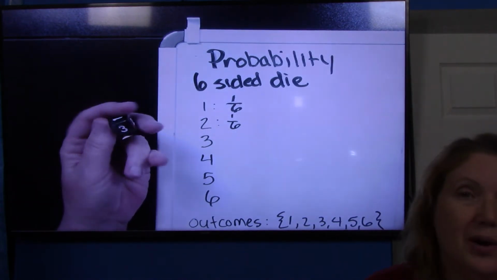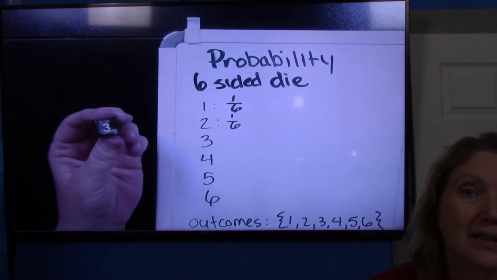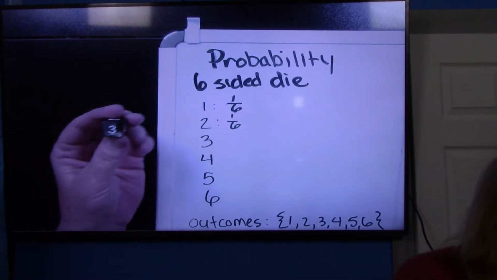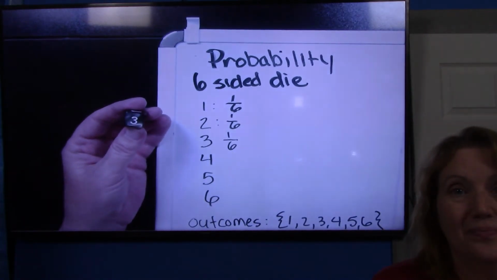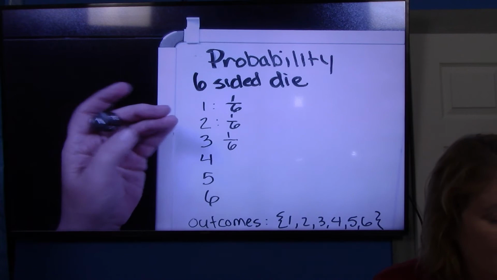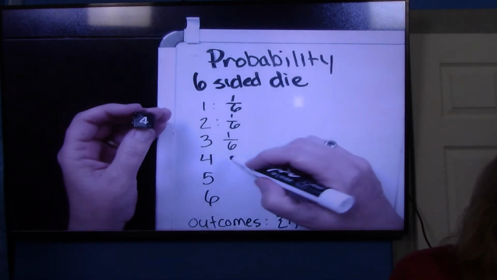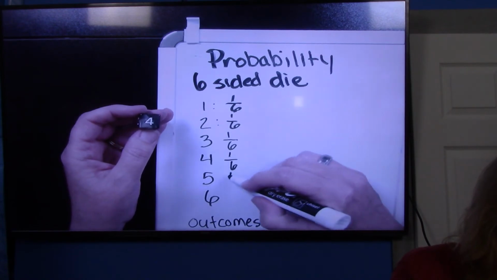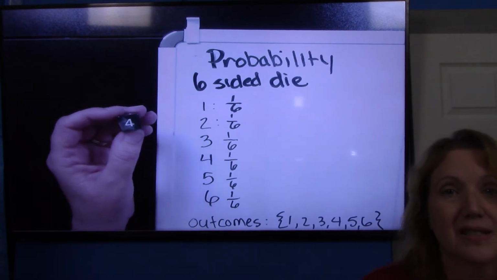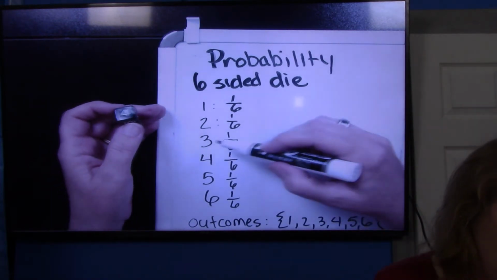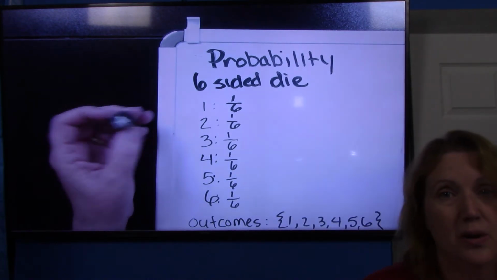How many 3s do I have on this die? When I look at this die, I only have 1 3. So the probability of me getting a 3 is also 1/6. The probability of me getting a 4, there's only 1 4 on this die. So 1/6. So as you can guess, it's 1/6 for all of these because there are 6 sides. So the probability of me getting these would be 1/6 for each one.